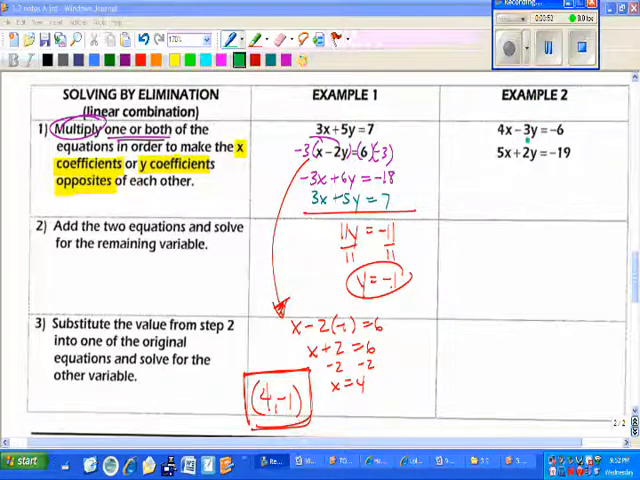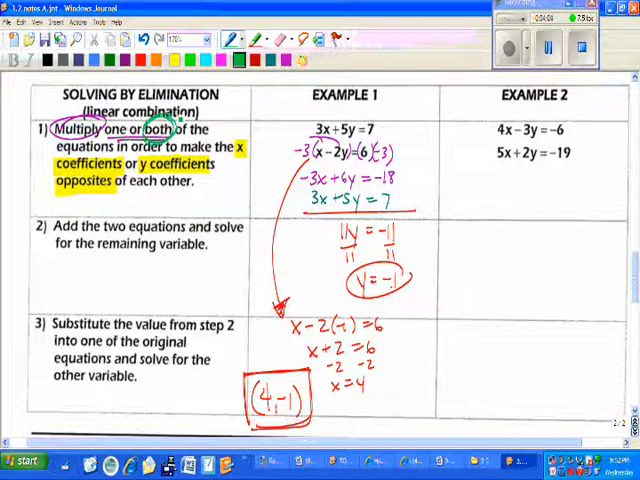Now, example 2 is slightly more challenging. We don't have an x or a y that's all by itself, just like a 1x or a 1y. So what happens here is we have to multiply both equations by some number to get either the x's or the y's to be opposites. So we've got a few options here. We can make the x's opposites. We can multiply like the top and bottom by something. We have to figure out what do 4 and 5 both go into. Right, the smallest number they both go into is 20. So if we multiply this to make it a 20x, multiply this one to give us a negative 20x, then they would eliminate.